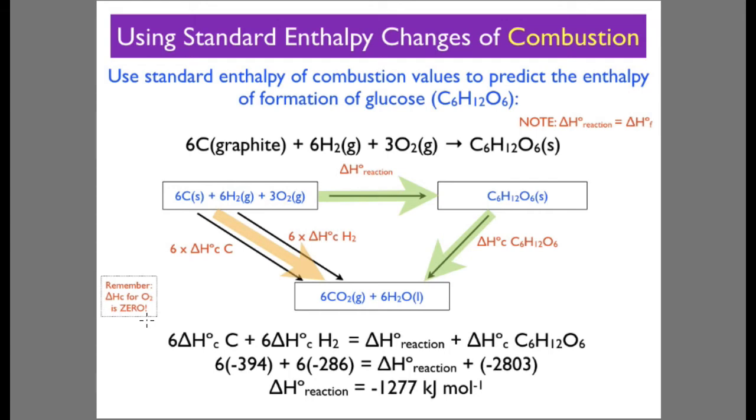Okay, you can just plug them into the formula. We've got 6 delta HC carbon plus 6 delta HC hydrogen is going to give us the standard enthalpy change of reaction plus the standard enthalpy change of combustion of the glucose. Plug in the numbers from your data booklet, rearrange it to get the answer.